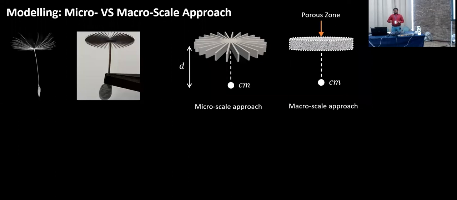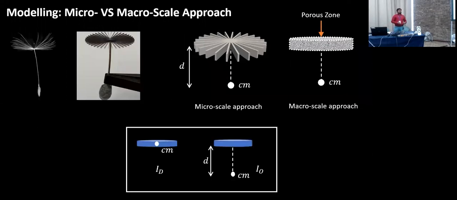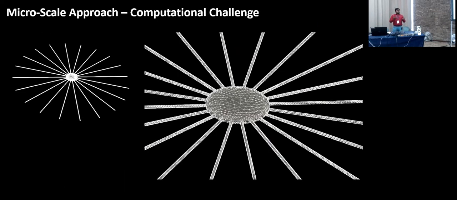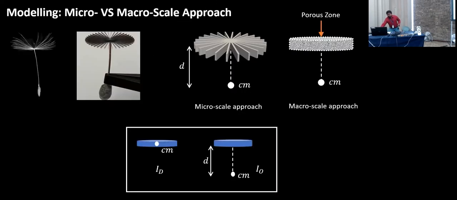And I will show you some examples where we need a huge amount of computational effort to correctly model the flow around it. So we take another approach, which is the macro scale approach, where we consider the pappus to be a porous media, and then we study the flow field around it and try to understand its dynamics.